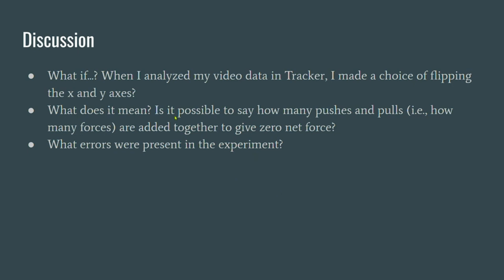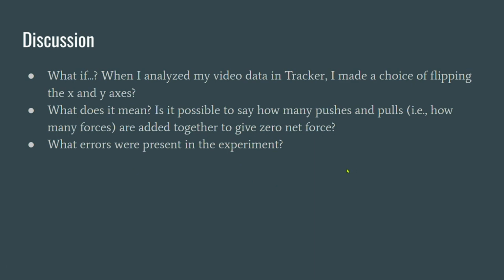Is it possible to say how many pushes and pulls were added together to give a zero net force? I would say no, it's hard to say how many forces are added together to give a zero net force, because obtaining constant velocity was difficult because pushing on the container could have caused acceleration, and other forces like friction and air resistance could have slowed the velocity down. And what errors were present in the experiment?